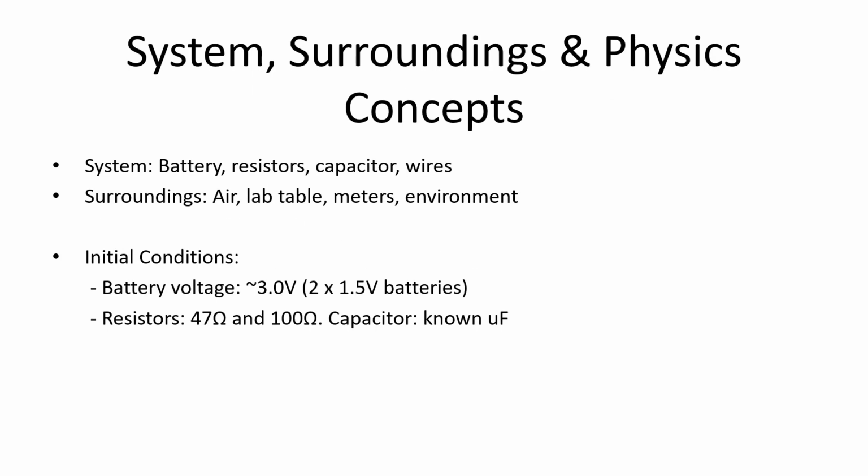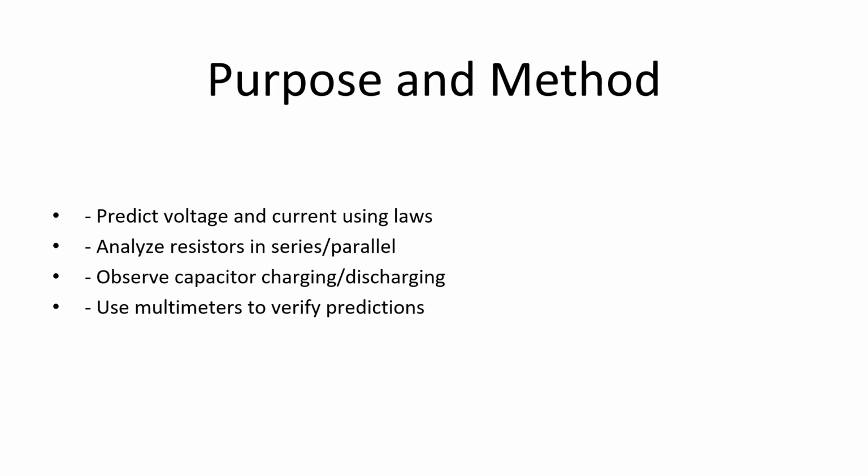Our system was the battery, the resistors, the capacitors, and the wires, and our surroundings were air, lab table, meters, and environment. Our initial conditions were that the battery was at 3 volts and the resistors were at 47 ohms and 100 ohms. And we had a known microfarad value for the capacitor. The purpose was to predict the voltage and current using laws. We did that by analyzing the resistors in series and parallel, and we observed the capacitors charging and discharging, and we used multimeters to verify our predictions.